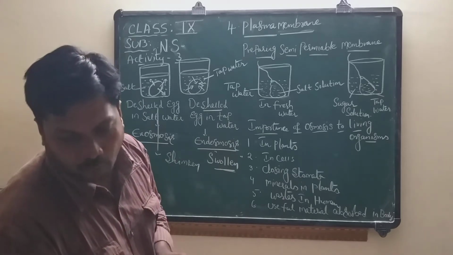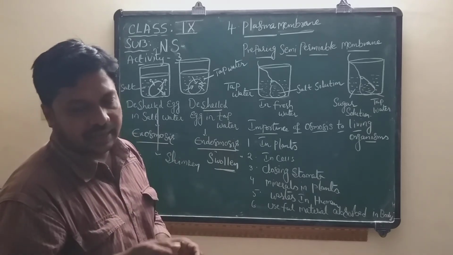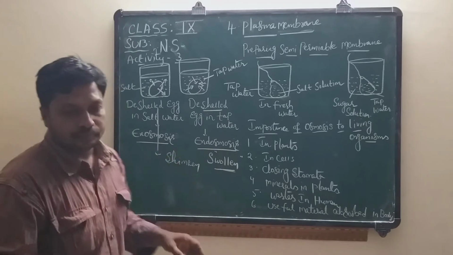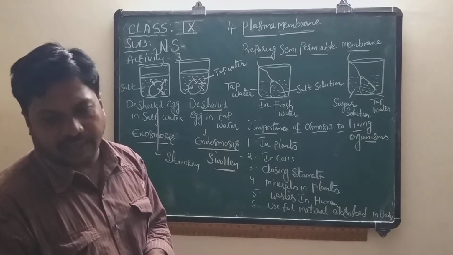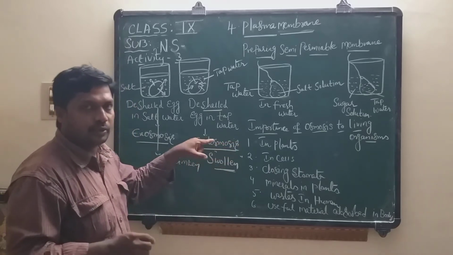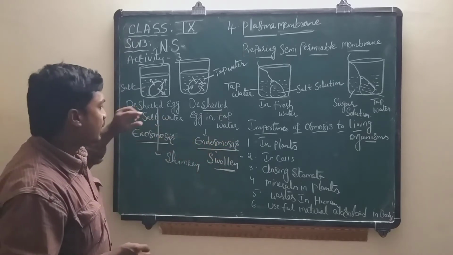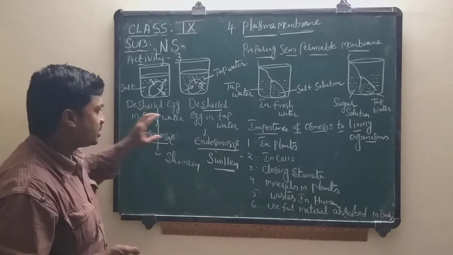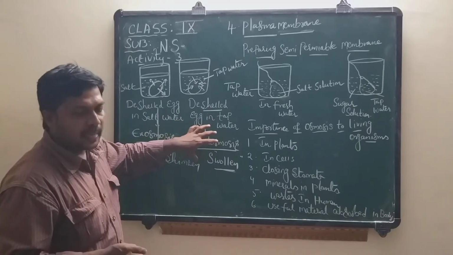Here, page number 43. In the second blank you have to write: the egg placed in tap water swells. The swelling is due to endosmosis. There you have to write endosmosis. In the first blank you have to write exosmosis. In the second blank you have to write endosmosis.